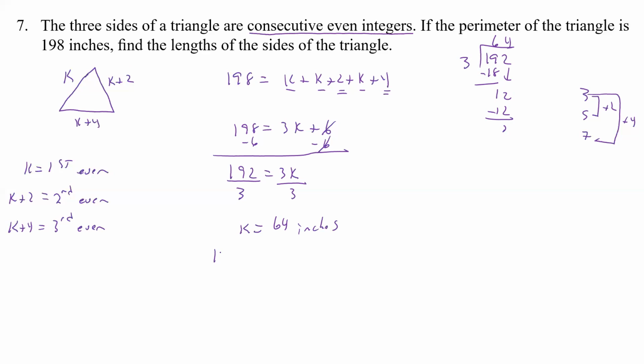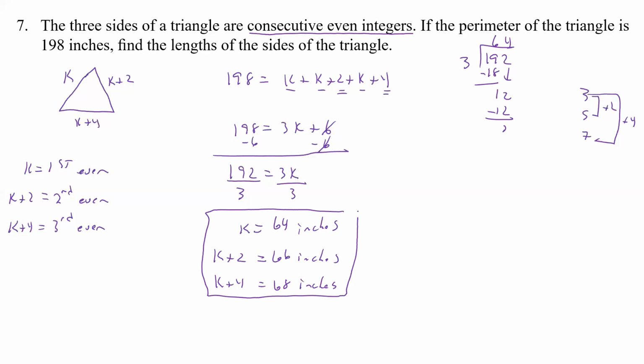So on one side, k plus 2, well, 2 more than that's 66 inches. And then we have k plus 4. Well, that's going to be 2 more than that, so that's going to be 68 inches. So those are our three sides. Now, does it work? Well, let's add them together. 64, 66, 68. 6 and 4 is 10, plus 8 is 18, carry 1. 3 times 6 is 18, plus 1 is 19, 198, and that's what we have. So those are the correct values for each side.